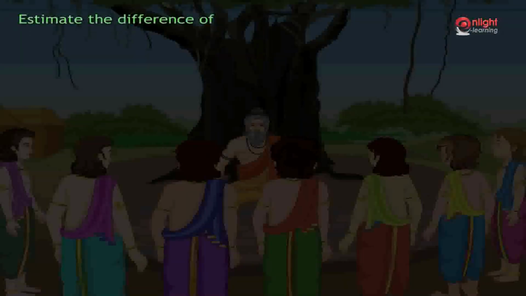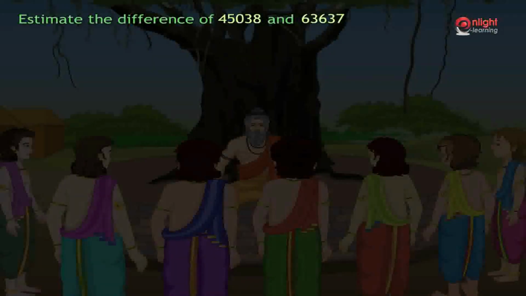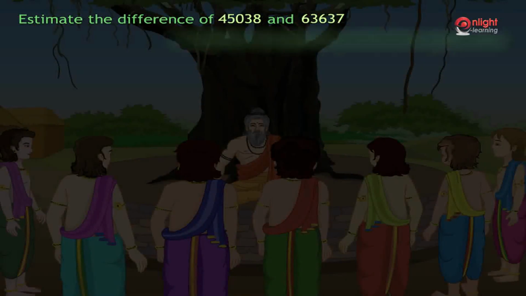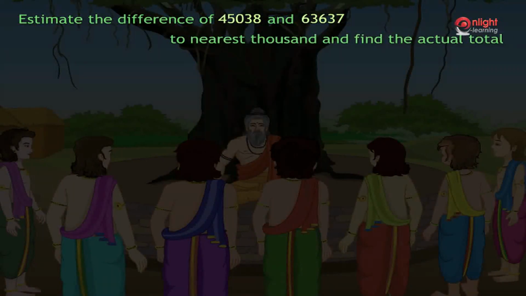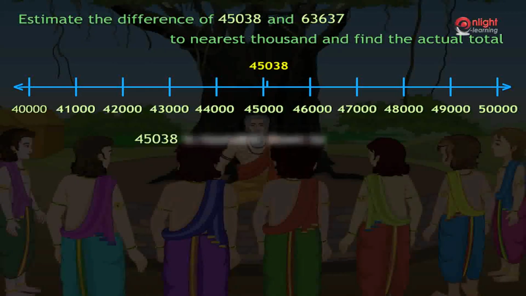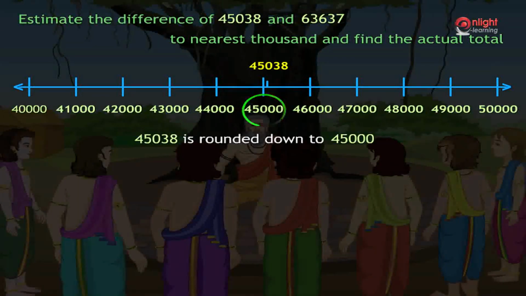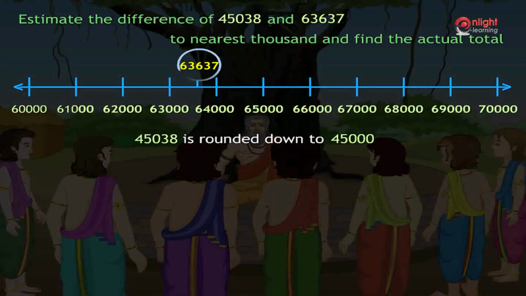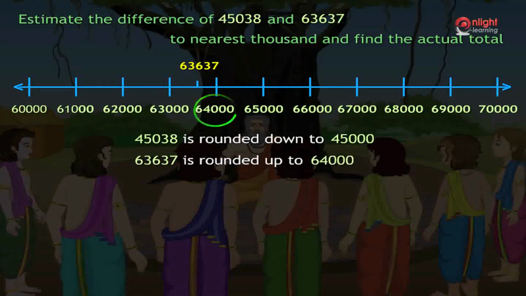Estimate the difference of 45,038 and 63,637 to nearest 1,000 and find the actual difference. 45,038 is closer to 45,000, and so it is rounded down to 45,000. 63,637 is closer to 64,000, so it is rounded up to 64,000.